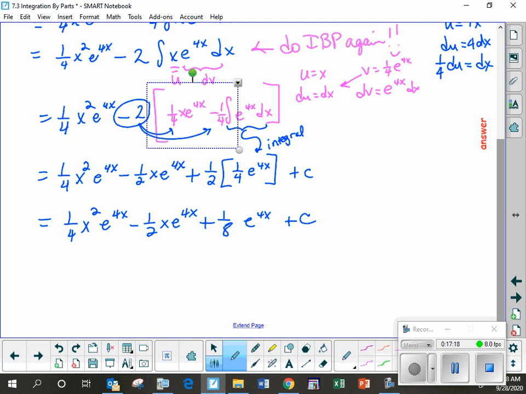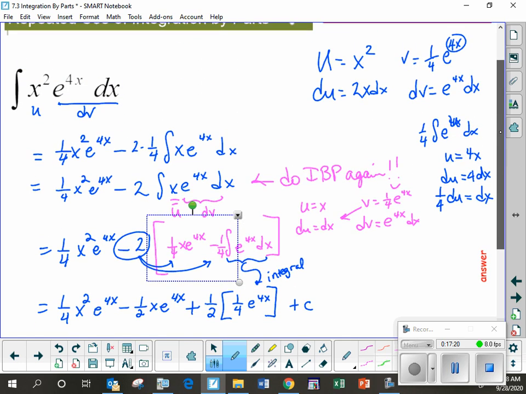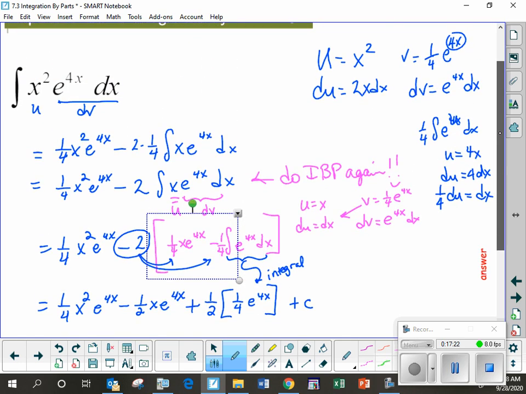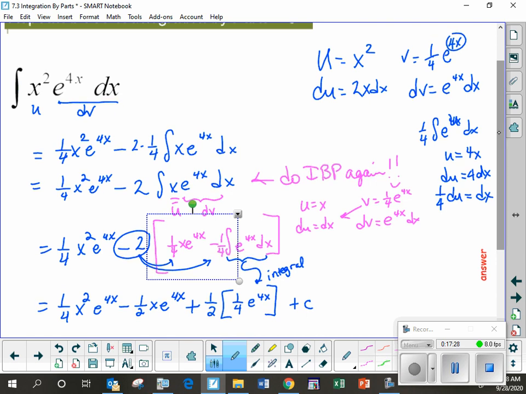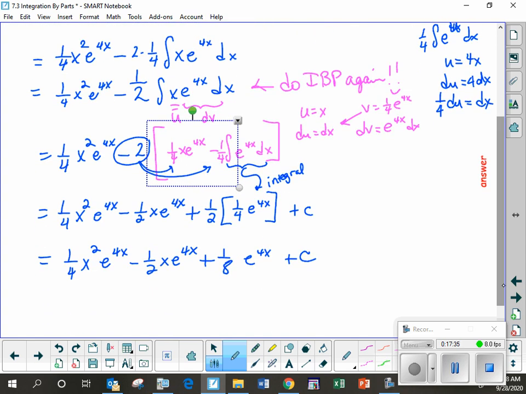That 2. Oh my gosh. No, that's fine. 2 times 1/4. Oh, dang, right here. You guys probably saw this the whole time. That was a 1/2. 2 times 1/4 is 1/2. Okay, I got to clean up my work and then distribute it through.